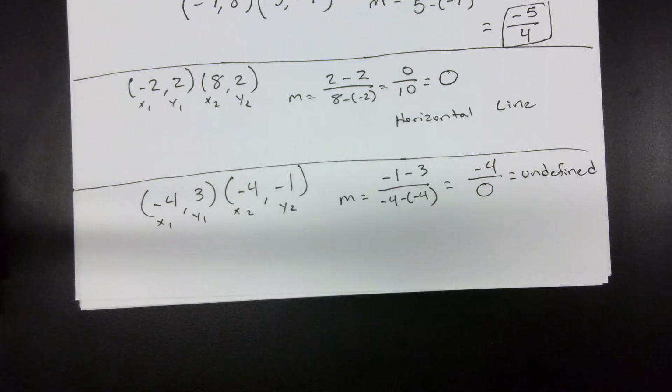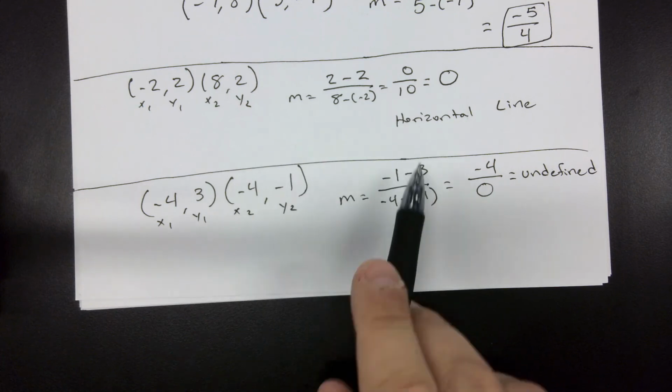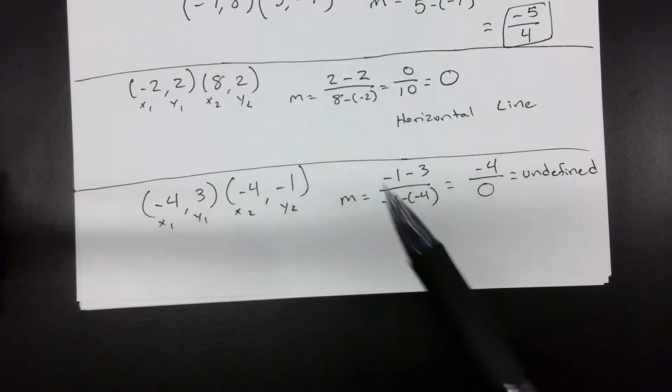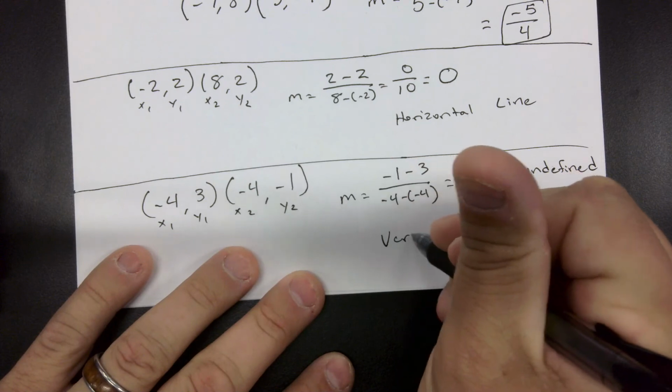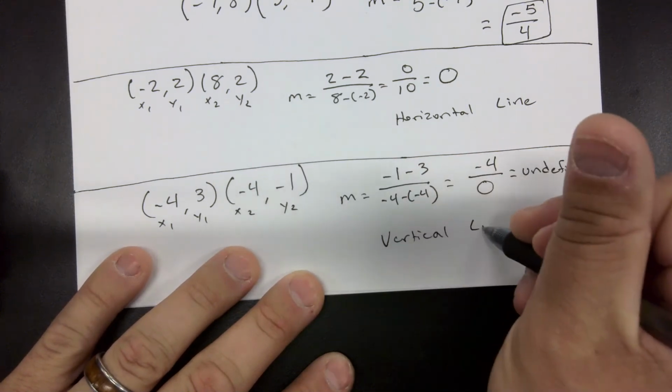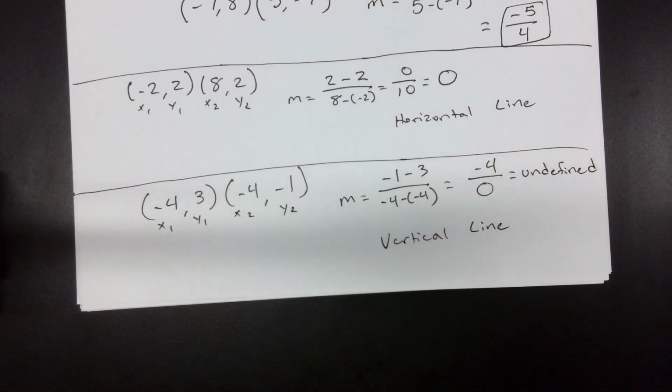What kind of a line do you think that is? Yes. If this one's horizontal, is that vertical? This is vertical. So vertical lines, if there's ever a 0 on the bottom, it's undefined, which means it's a vertical line. If 0's on the top, it's 0 slope, and it's a horizontal line.